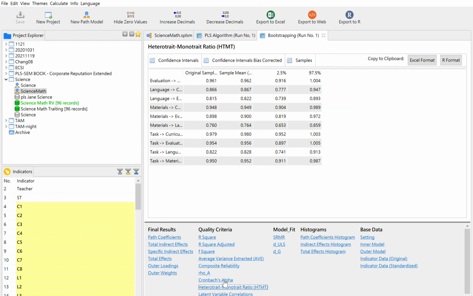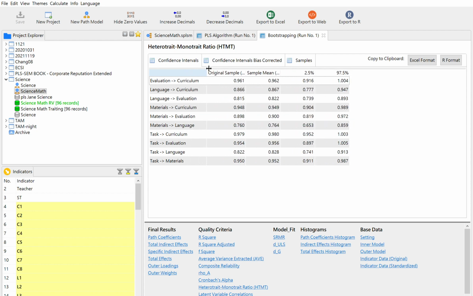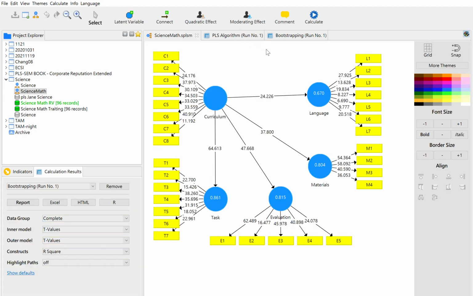Okay, so for the heterotrait-monotrait ratio, HTMT, it needs to be less than 1. Some say that it needs to be less than 0.9. So all of them are less than 1. Okay, these are less than 1. All right. So yeah, this is what I did and how I did performing factor analysis on SmartPLS.